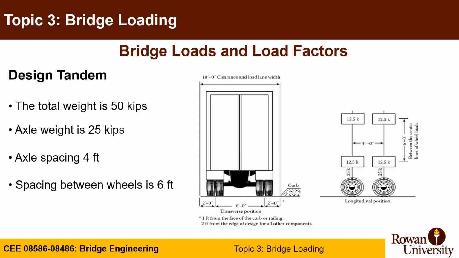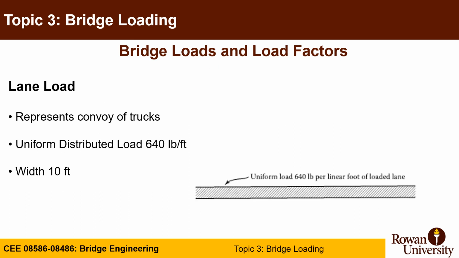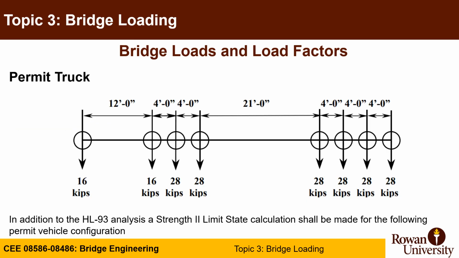You also have the design tandem, which is around 25 kips for each axle, spaced at 4 feet, representing a military tank, with 4 feet width between the axle, and the same cross section similar to the truck. You also have a convoy of trucks that represents the uniform load, so you have to have a combination now, and this load is 640 pounds per foot. It's a uniform load per lane loaded.